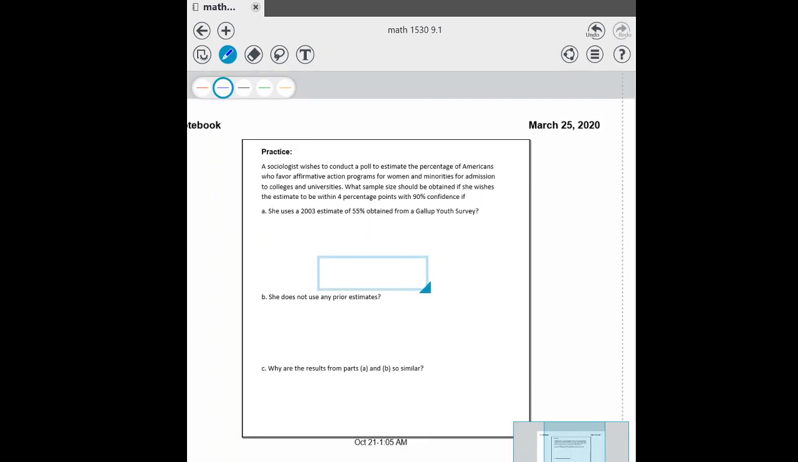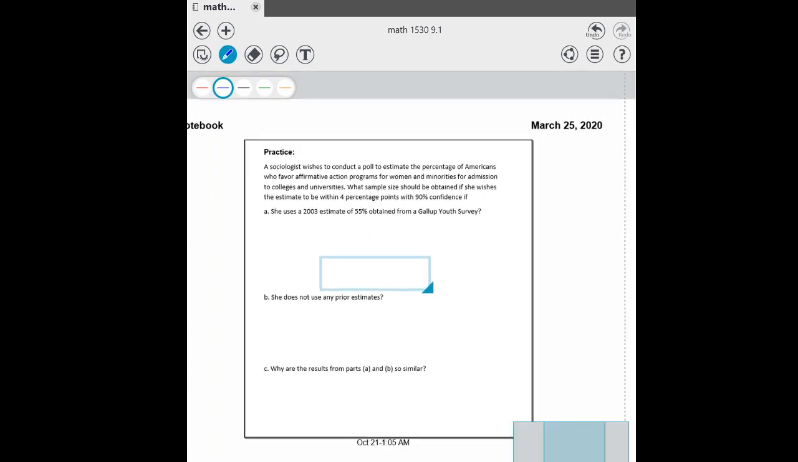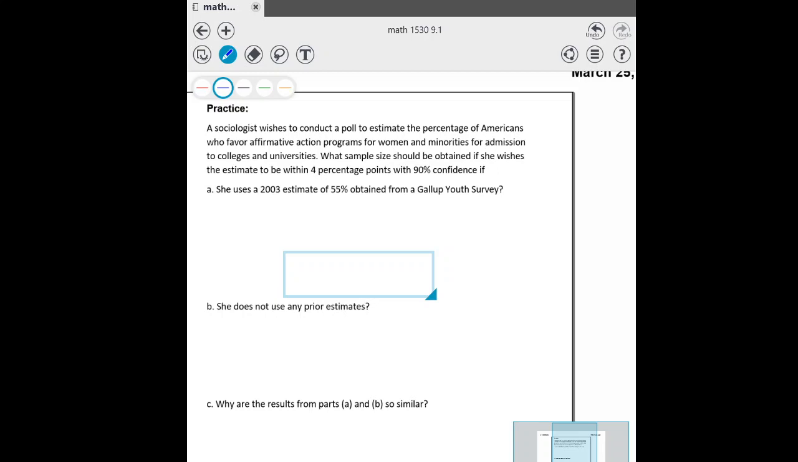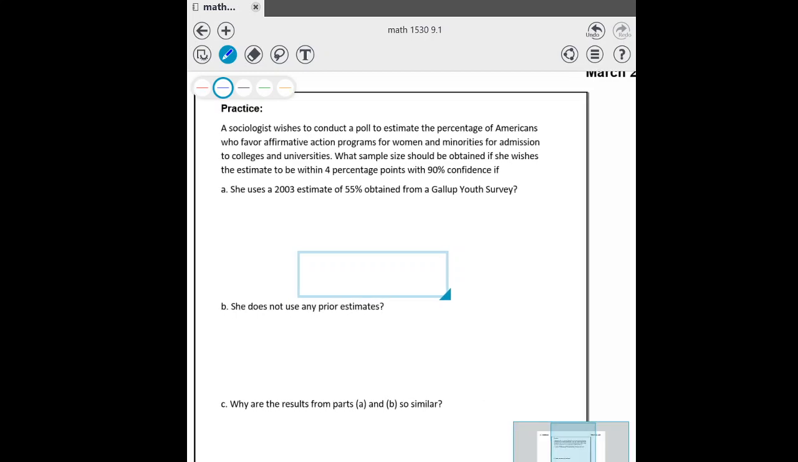A sociologist wishes to conduct a poll to estimate the percentage of Americans who favor affirmative action programs for women and minorities for admission to colleges and universities. Here's the question: what sample size? That means we don't know what n is. That's what we're looking for. What sample size should be obtained if she wishes the estimate to be within 4 percentage points?